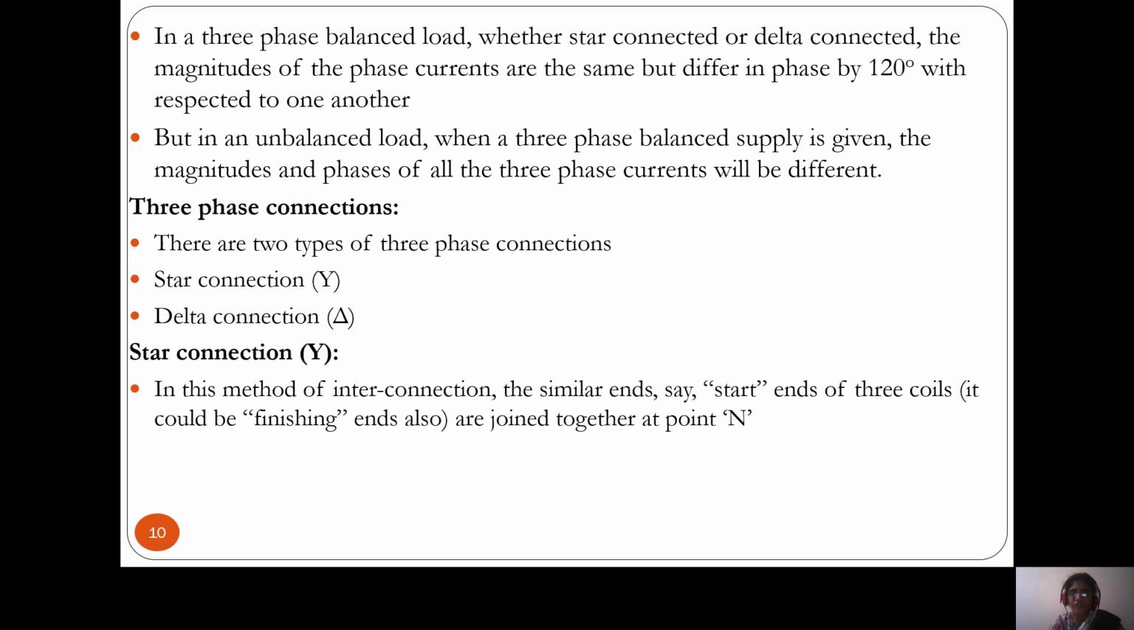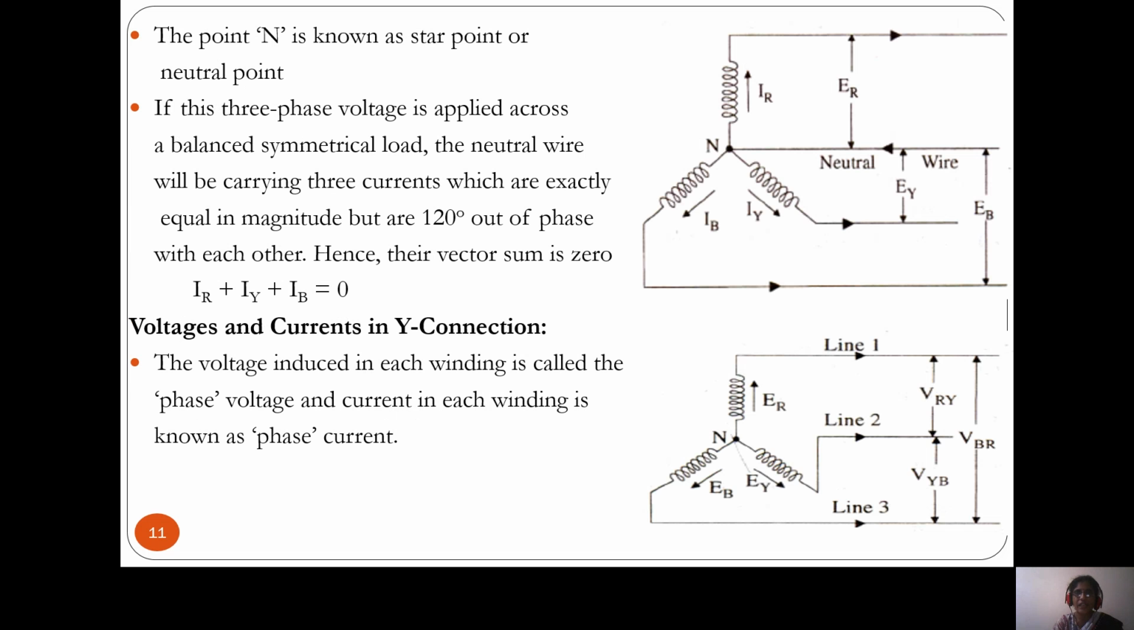In this method of interconnection, the similar ends, that means the starting ends of the three phases, that is A, B, C, or the finishing ends A dash, B dash, C dash, or R, Y, B, meet at one point, that is the neutral point. That is nothing but the star connection. In a simple Y connection, the point N is known as the star point or the neutral point.